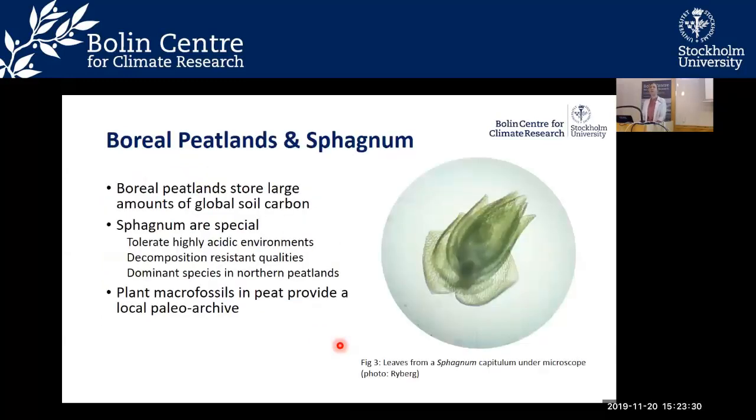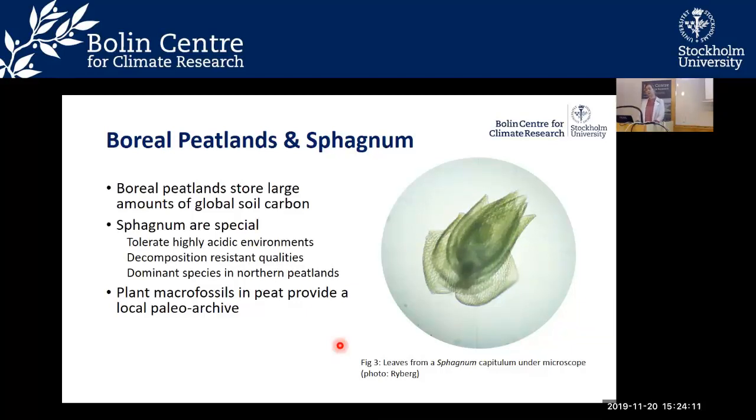We're interested in boreal peatlands because they play an important role in the biogeochemical cycle of carbon, where northern peatlands store approximately 1/3 of the global soil carbon. It is important to investigate these changes within these terrestrial ecosystems, because we want to see how this may affect carbon storage and release in the future. The dominant species in these peatlands are sphagnum mosses. They tolerate highly acidic and nutrition-poor environments and tend to preserve well thanks to their decomposition-resistant qualities.